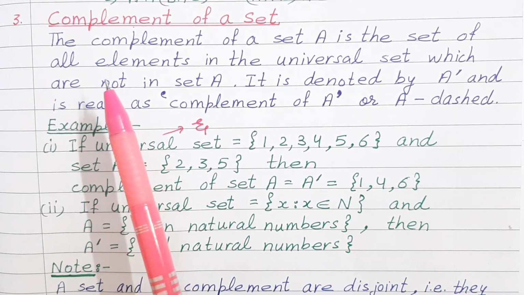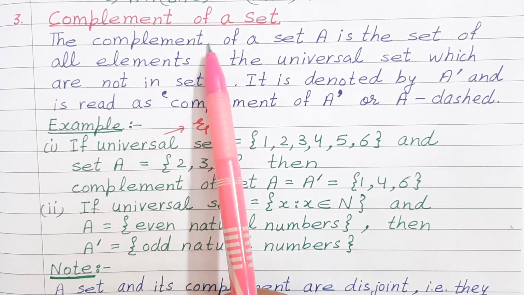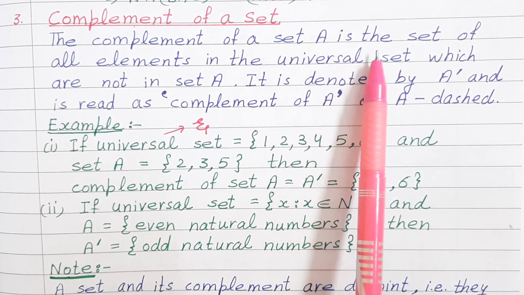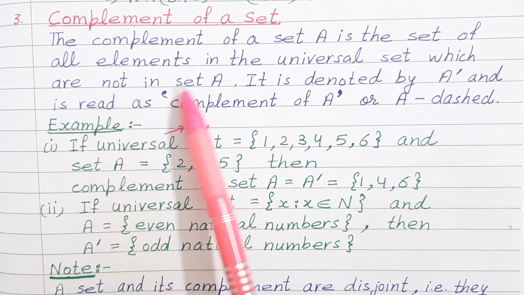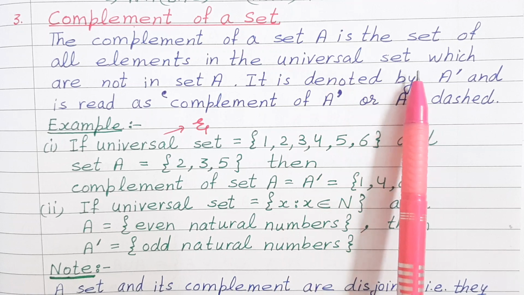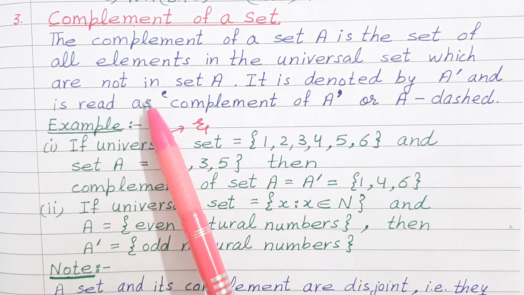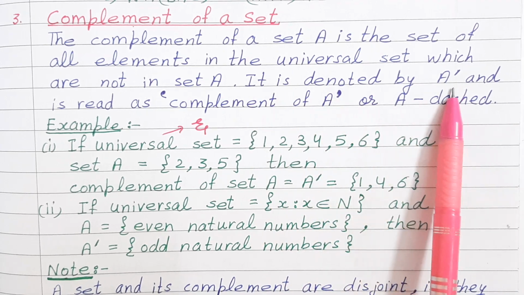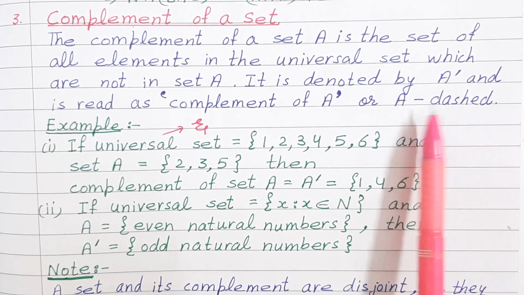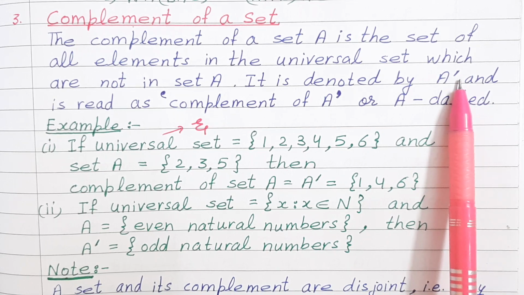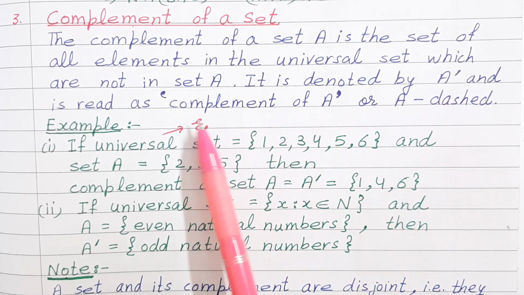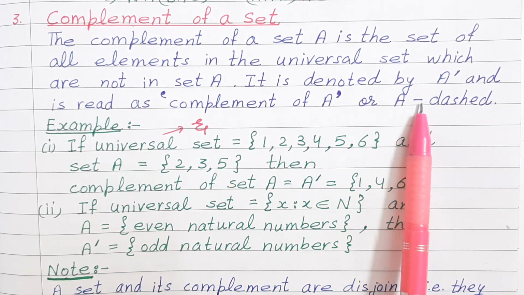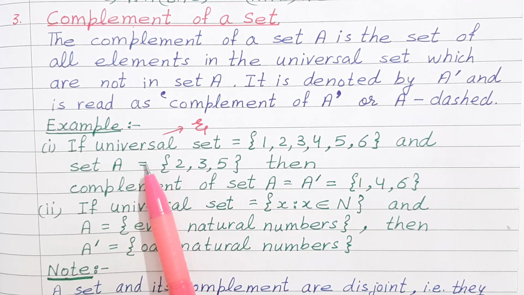Now children, the next is complement of a set. The complement of a set A is the set of all elements in the universal set which are not in set A. It is denoted by A complement, or you can say A dashed, right? Both have the same meaning, complement of A or A dashed. Clear? Now let us discuss an example.